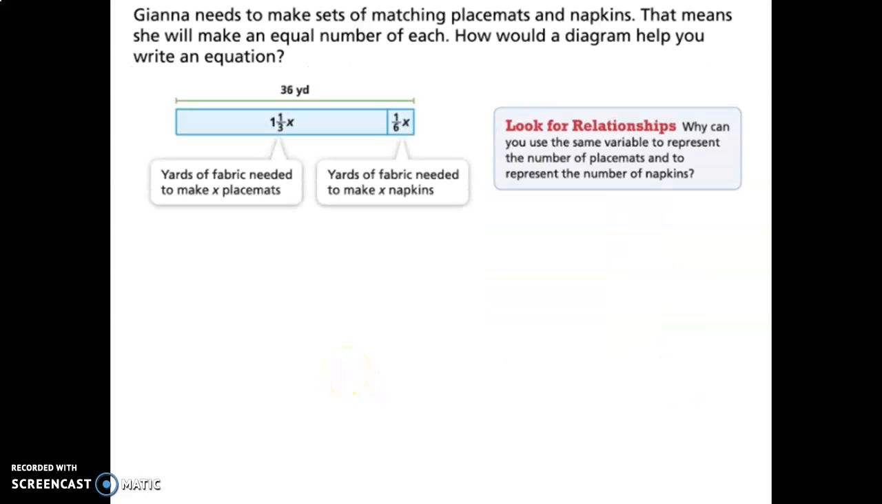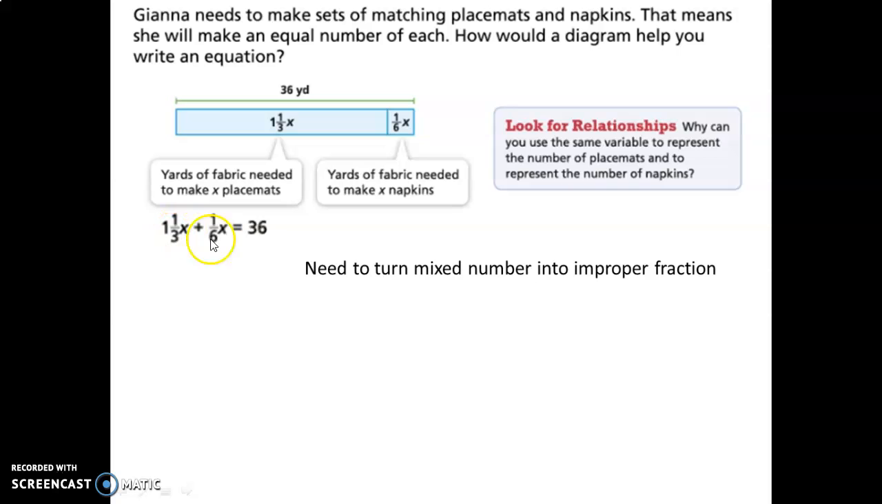Here's a little diagram. So she has 36 yards total. Some of them go for the placemats, 1 1/3 X. X is the number of matching sets. And X over here is, once again, the number of matching sets. And it's 1/6 yard for the napkins. You're going to be doing what to get 36? Well, you're going to be combining them. So you're going to add the placemats and the napkins together. So here is your equation. You need to turn into a mixed number.